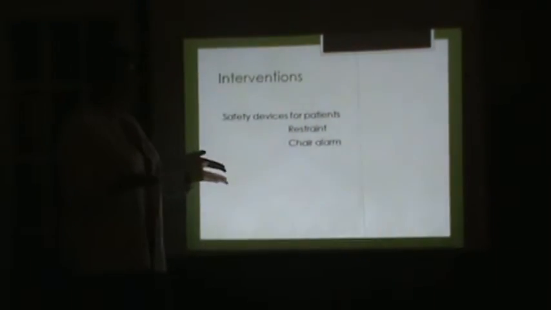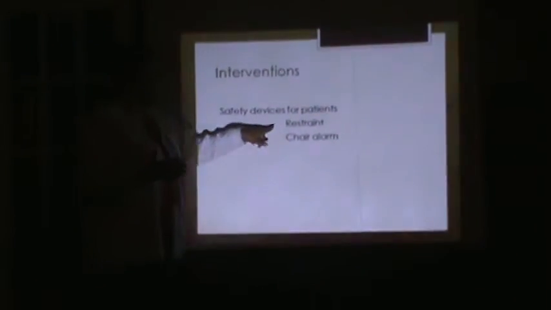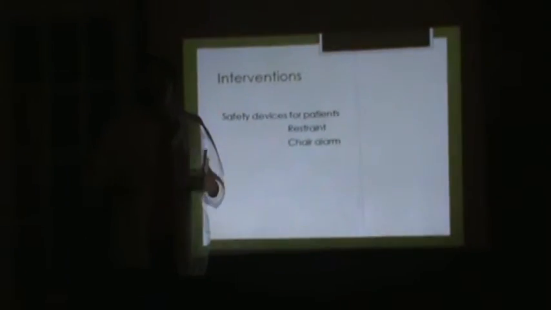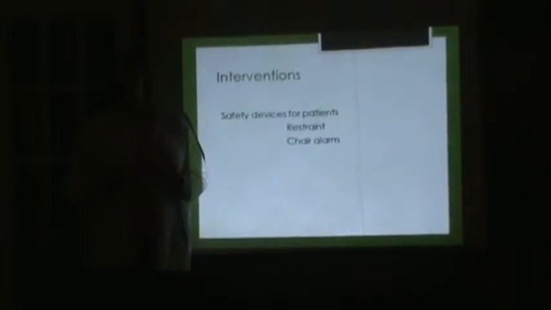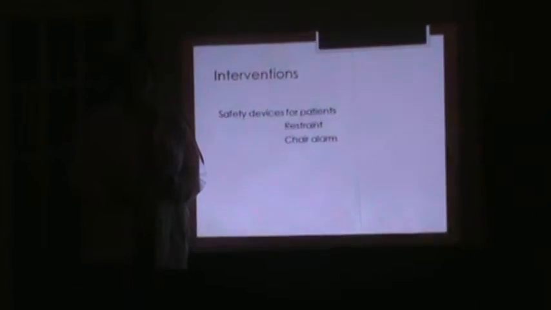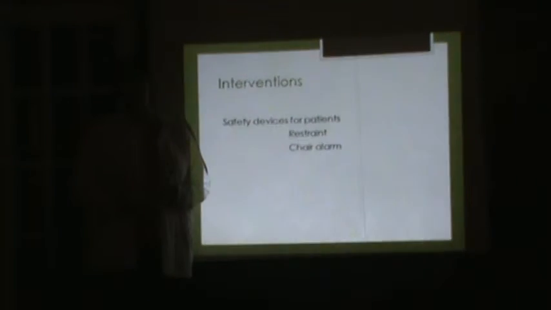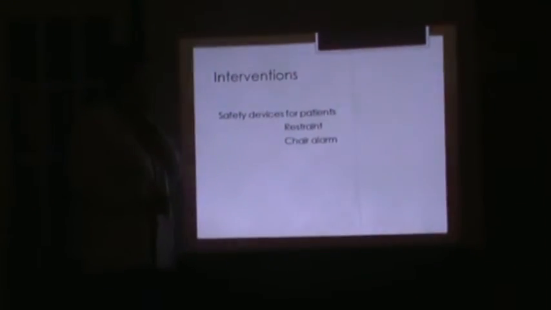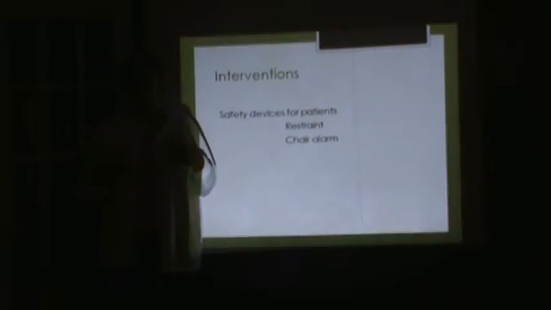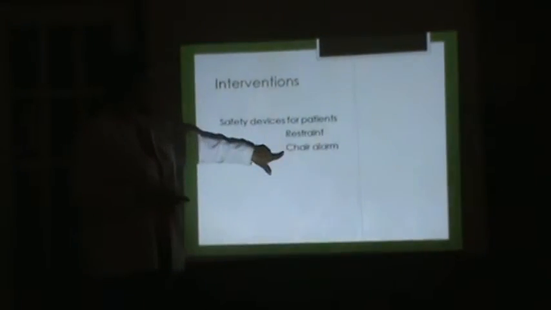Intervention: safety devices for patients. Restraints. We don't like to restrain people because it restricts their freedom of movement. But sometimes a restraint is needed to help a patient remember not to get out of their chair without assistance. A patient may lean forward in a wheelchair because of their cognitive decline or their health decline. So you may have to have a vest to put them back in the chair to keep them from falling out of the chair. And for instance, a chair alarm.